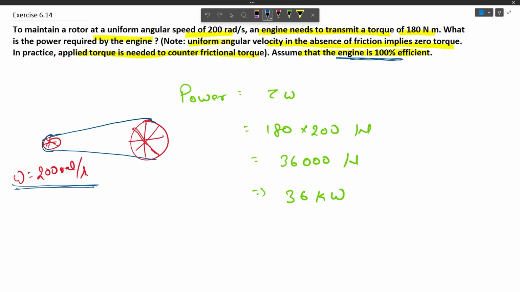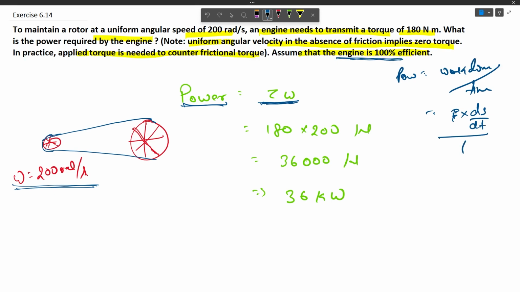Now we have been given that the engine needs to transmit the torque of 180 Newton meter. So power is equal to torque multiplied by the angular speed. Now if we want to relate it with linear motion, then we know that power is equal to work done per unit time. Now work done is energy, in joules, which is force times ds, divided by time.